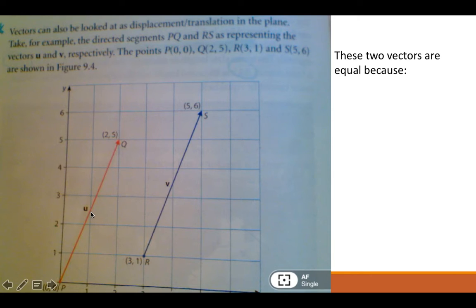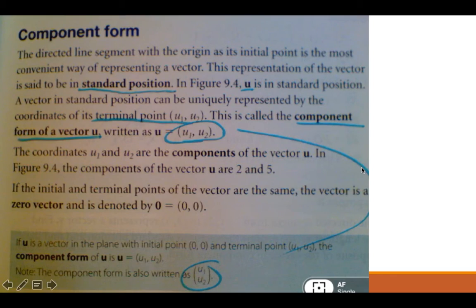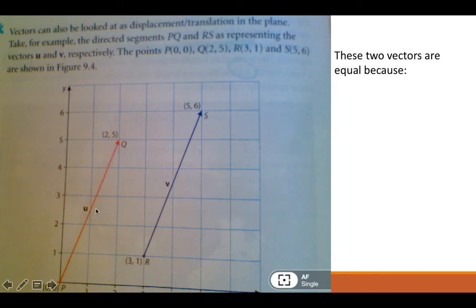And that means that it is also going to have a magnitude of the square root of 29. Okay. Component form is a special way that we name vectors. So on the previous one here, this guy right here can be written in component form because he goes from 0, 0 to 2, 5. So if I wanted to discuss vector u, I could just call it 2, 5.